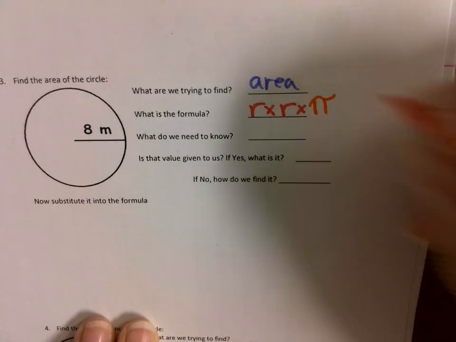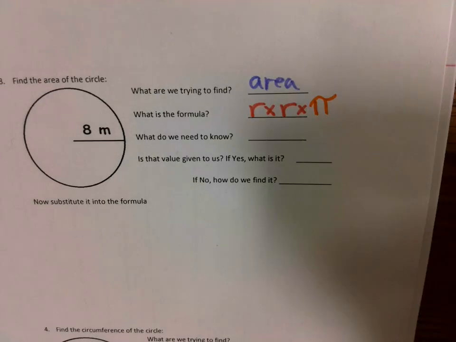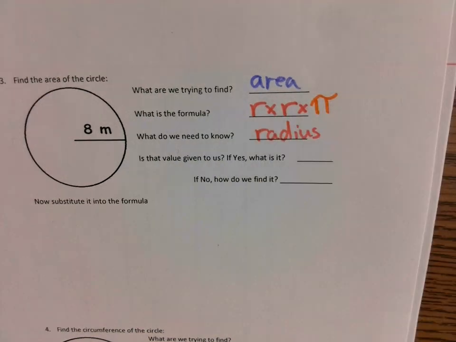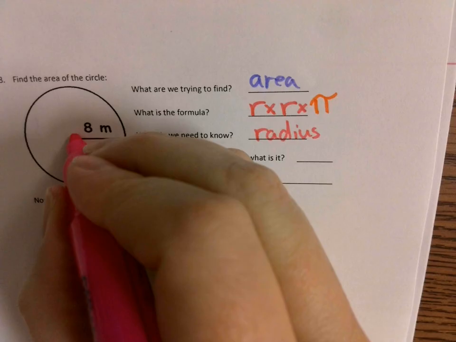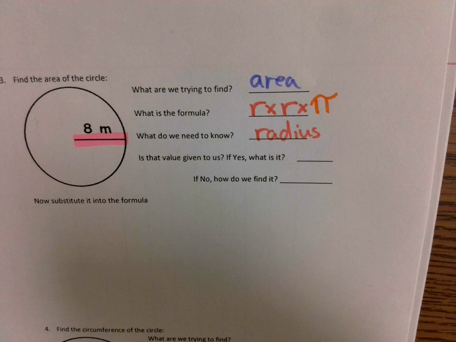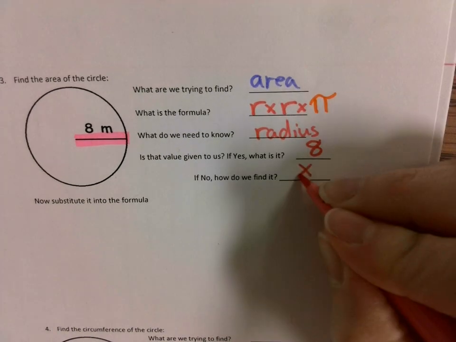So what do we need to know? The radius. If we're trying to find area, we need to know what the radius is. Do we know the radius from the problem? Is that given to us? Yes. The radius is given to us. Remember, the radius is just that half point. So yes, the radius is 8. We don't need to solve for the radius at all. So we're going to plug it into the formula.